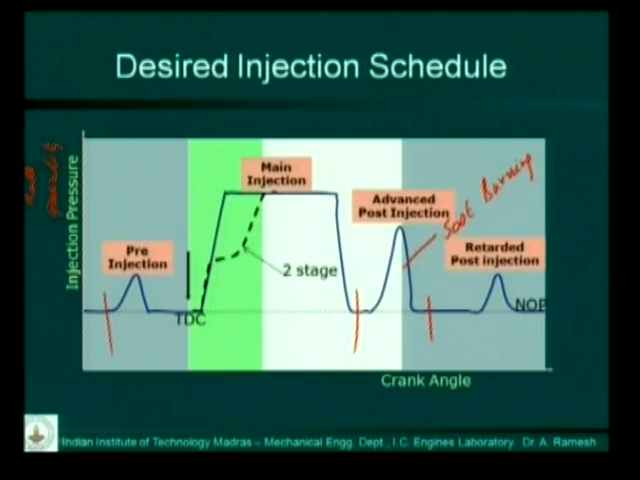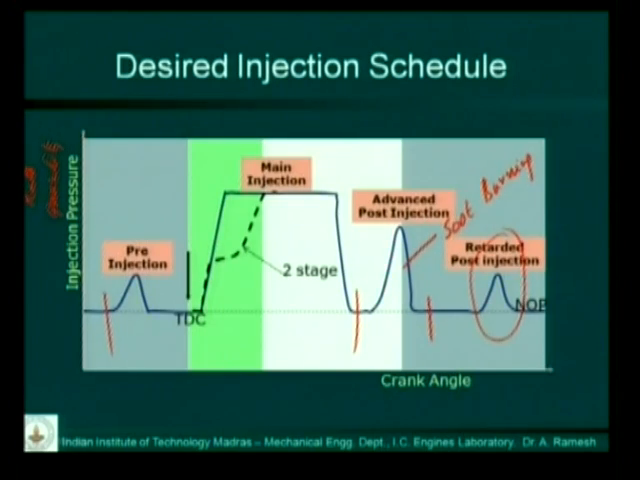And then you have a retarded post injection, which can occur even during the exhaust stroke. That is, you may even inject fuel during the exhaust stroke. And that fuel is not meant for the engine, it is meant for the catalytic converter. We may have a catalyst in the exhaust, and that catalytic converter needs hydrocarbons for reducing oxides of nitrogen. Do you get my point?